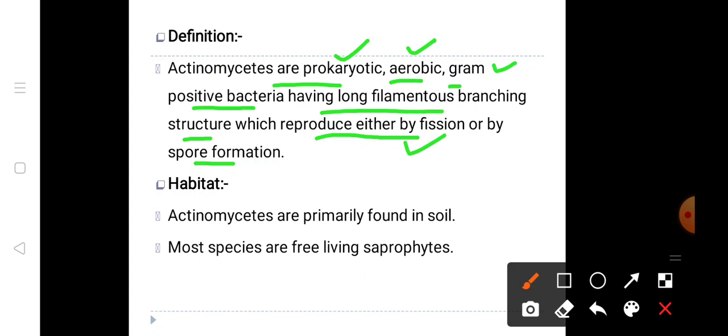If we talk about the habitat, actinomycetes are primarily found in the soil. They are also present in marine water, lake water, and the lake bottom. Most species are free-living saprophytes, which means they depend on dead and decaying material.